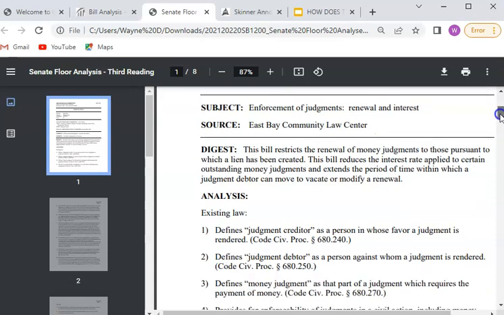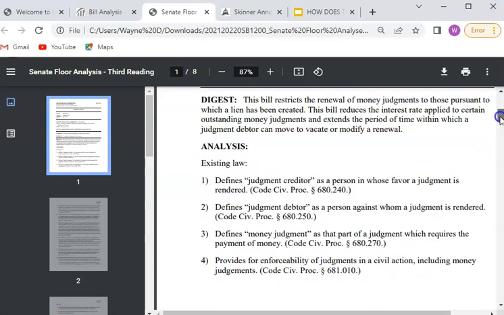East Bay Community Law Center. This bill restricts the renewal of money judgments to those pursuant to which a lien has been created. This bill reduces the interest rate on certain outstanding money judgments and extends the period of time within which a judgment debtor can move to vacate or modify a renewal. So you could pause for these definitions.